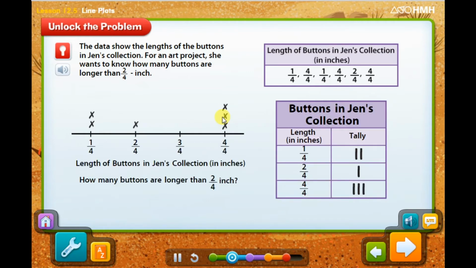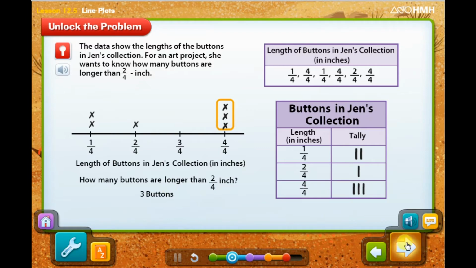Use the line plot to determine how many buttons Jen has that are longer than 2/4 of an inch. So how many x's are longer than 2/4? What is longer than 2/4? It's 3/4 and 4/4, right? Because we don't have any plots over 3/4, we will count only 4/4. So how many x's over 4/4? Just the 3 x's. So how many buttons? 3 buttons. Jen has three buttons that are longer than 2/4 of an inch.